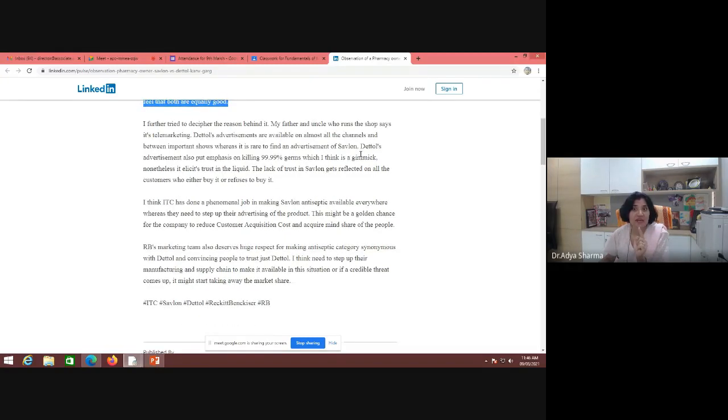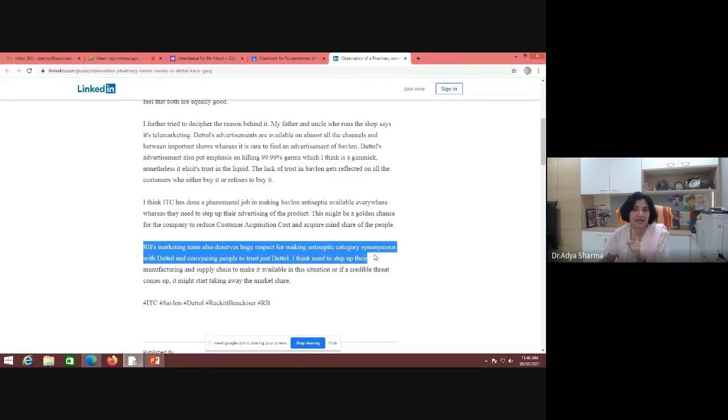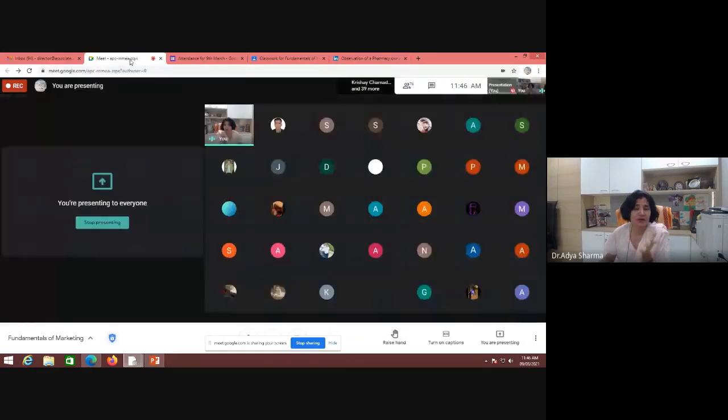He also says that Dettol advertisement puts emphasis on killing 99.99% germs, which he thinks is a gimmick. But he says R&D's marketing team deserves huge respect for making antiseptic categories synonymous with Dettol and convincing people to trust just Dettol. Look at how perceptions work. I mean, an antiseptic liquid most probably is an antiseptic liquid, but the perception we have about Dettol is different from the perception we have about Savlon.